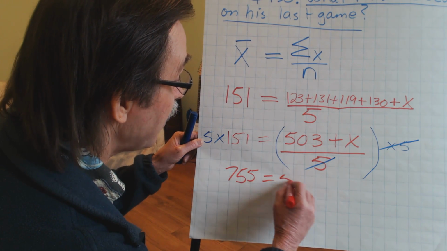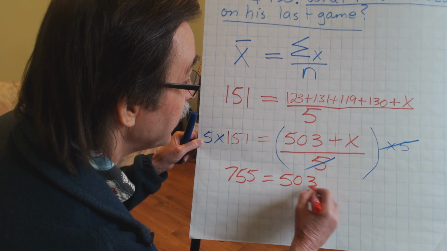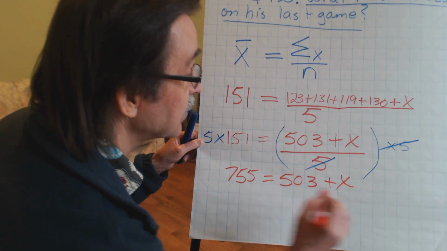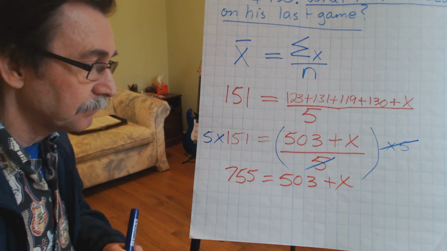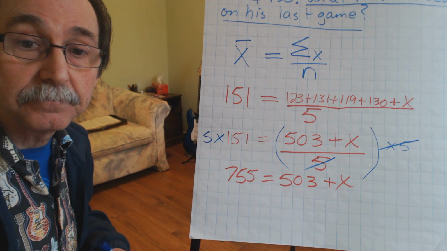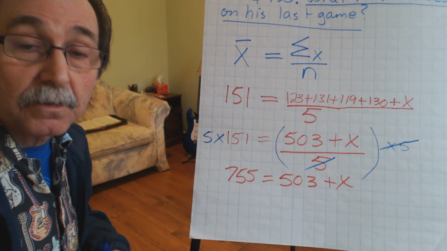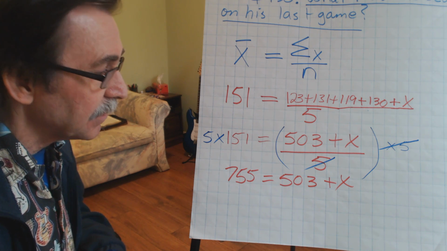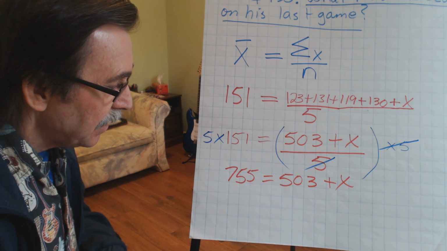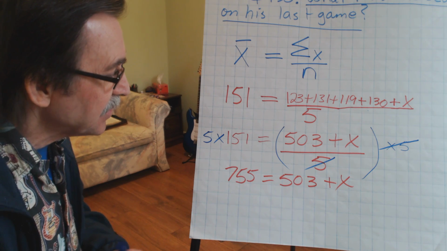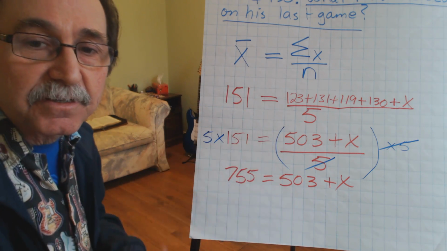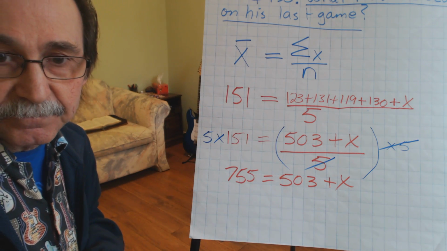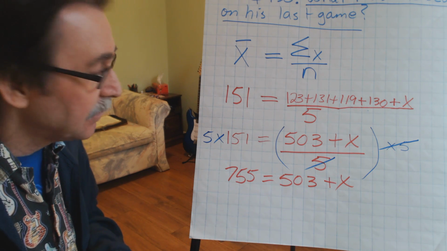Is equal to 503 plus X. So 503 plus X. Okay, you know what? We're getting closer and closer. And you remember if I said 7 is equal to 2 plus X, you'd know exactly what to do. Well, this is the same thing here.